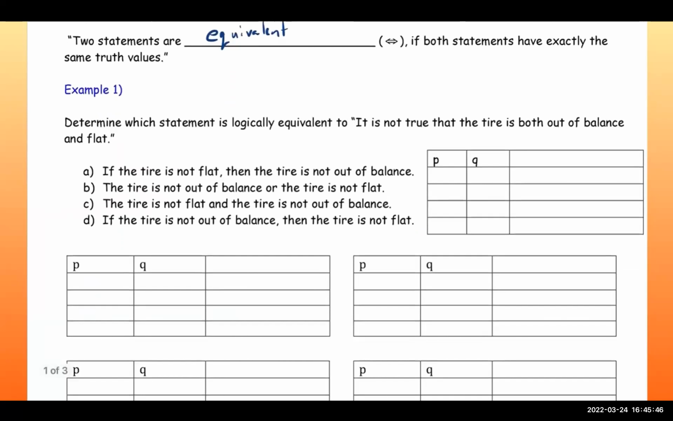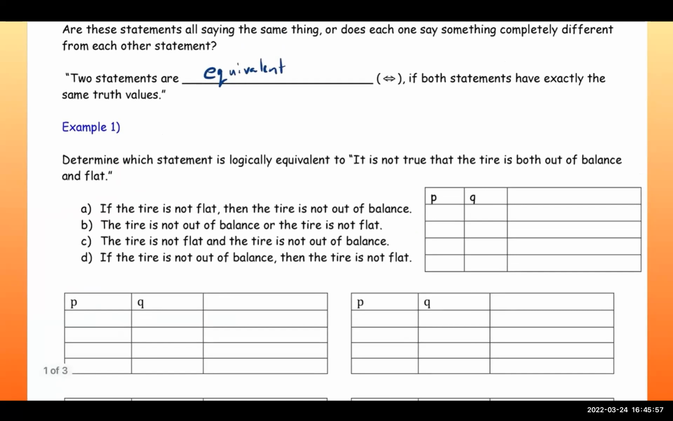So the first example says, determine which statement is logically equivalent to: it is not true that the tire is both out of balance and flat. So let's define what P and Q would be. Let's say P would be the tire is out of balance. And Q would be the tire is flat.